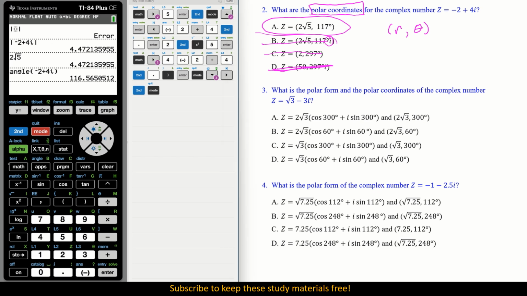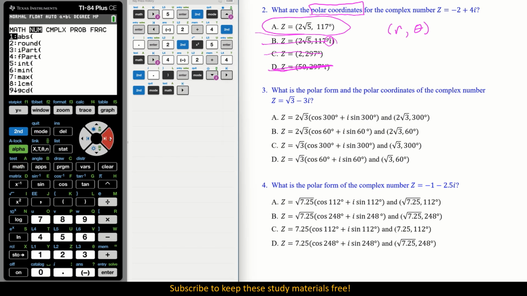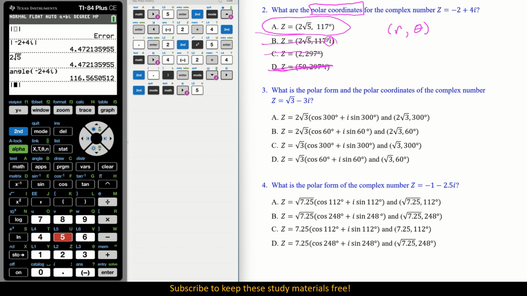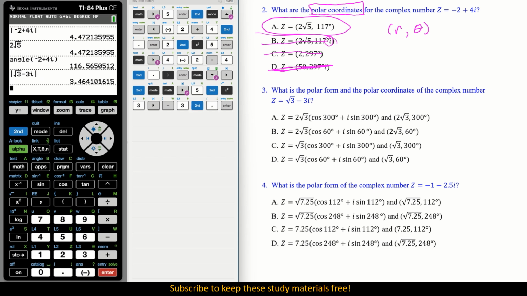So let's say math, arrow over, all the way to complex. I'm going to do number 5 first. So now we need to input second square root 3. Now you're going to have to arrow all the way over to get out of your square root. Now minus 3 second i. Okay, push enter. And again, it gives us a value that probably should be in the square root.